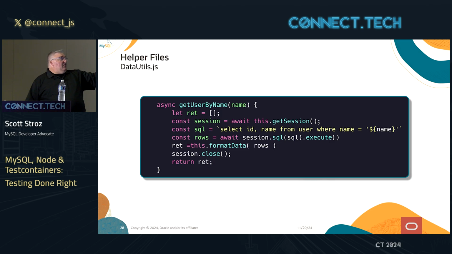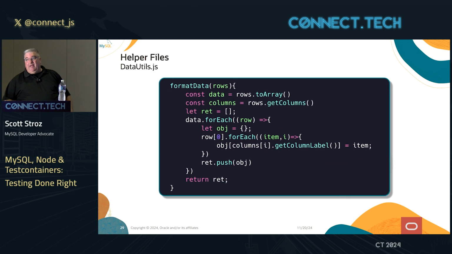So here we actually call select ID, name from user, where name equals name. We call session.SQL, pass in that SQL, and call execute. Then I have an internal function here called this.formatRows, because the way the data comes back from doing session.SQL is kind of wonky, and it's not really the way that I would prefer it.